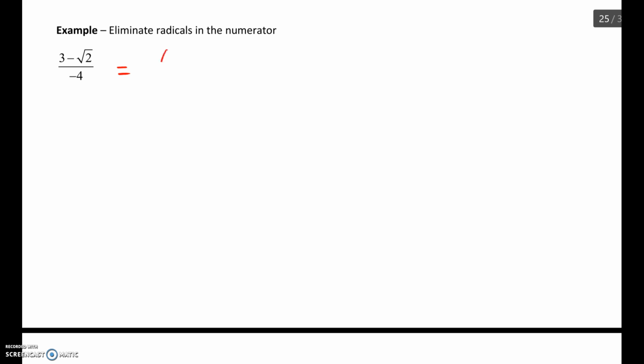So we are going to take the numerator that we want to get rid of the radical with, and we're going to multiply it by the conjugate of that binomial up top. And we've got to multiply by the same thing on the top and the bottom so we don't change the value of the fraction.